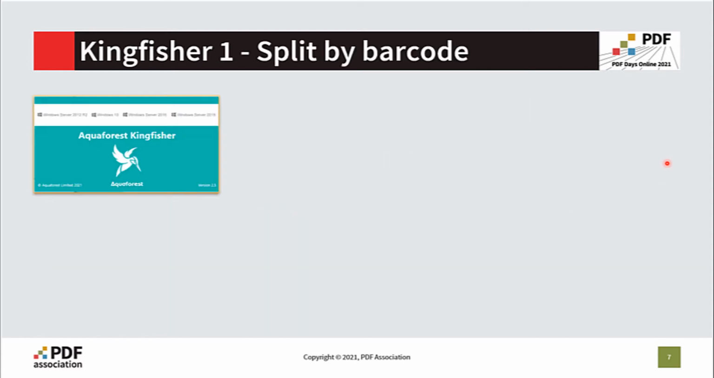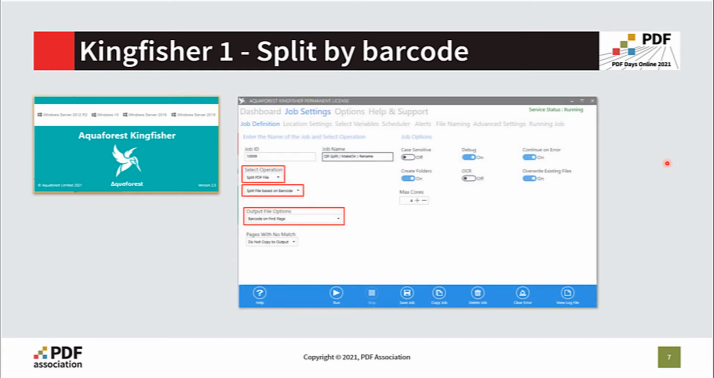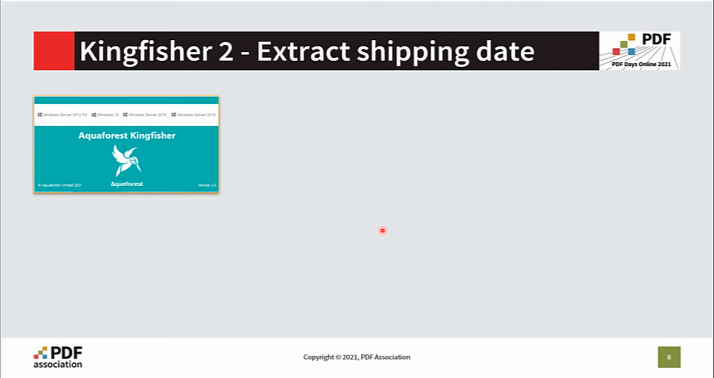Now, how do we get there? We use Kingfisher. Kingfisher is an end user product of Aquaforest, which does all these things for us in 4 steps. Now here we're at step 1, which is basically we're splitting this file by barcode. So all the user needs to do is select that split PDF file by barcode option and define where it expects the barcode. That's all done in a matter of minutes.